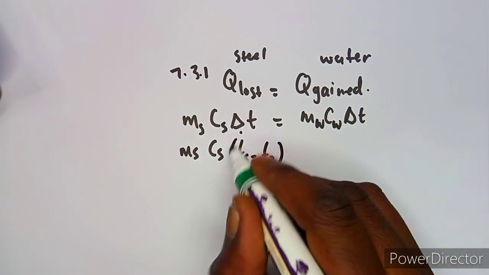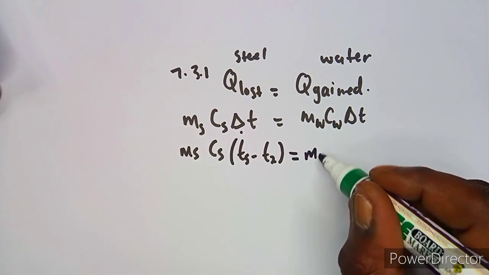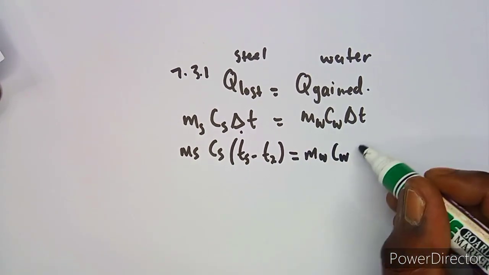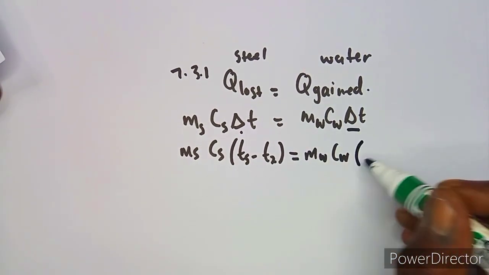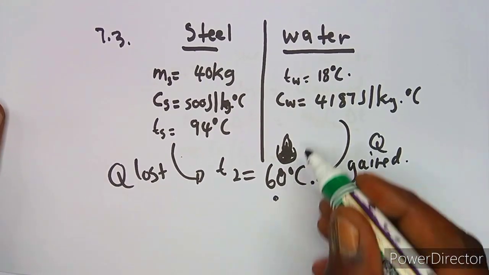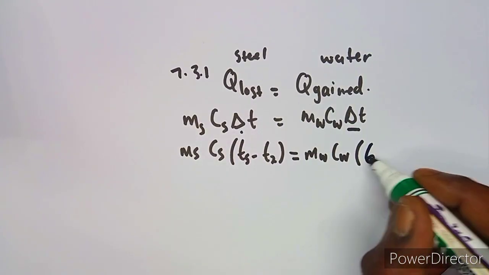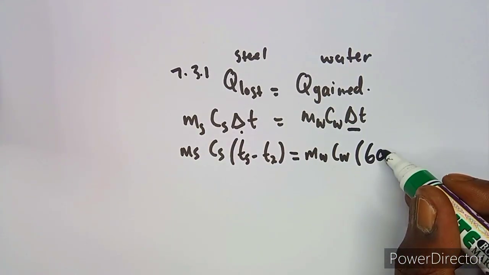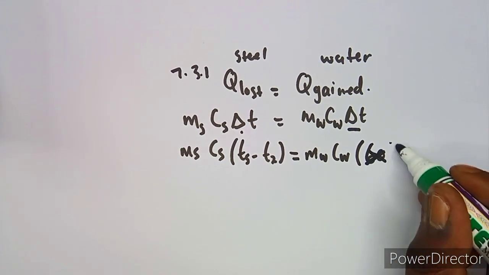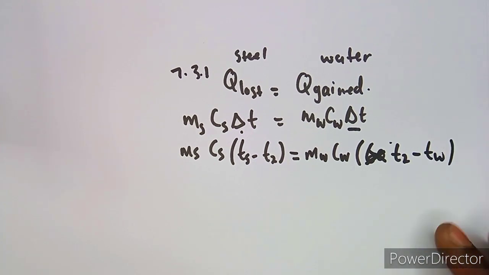Don't get confused on steel here, but most of you do. This is equal to the mass of water, times the specific heat capacity of water, times the change in temperature of water. Since it gained, you subtract final minus initial. So where it gained, you subtract final minus initial. I'm not substituting yet, guys, sorry. It's supposed to be T2 minus Tw, so that we can substitute it once.